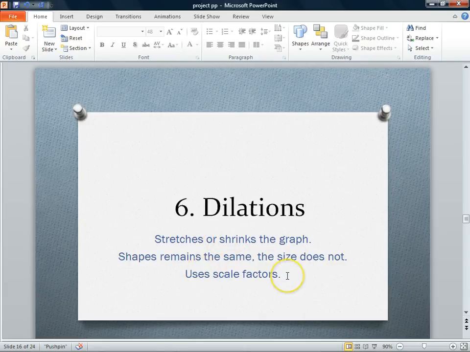We use scale factors when dilating. I often compare it to maps or model cars or model planes, where you use the scale factor to multiply or divide and get a replica figure, but to a different size.